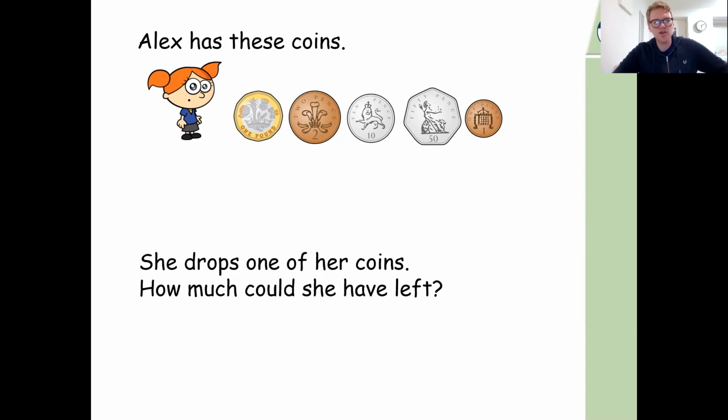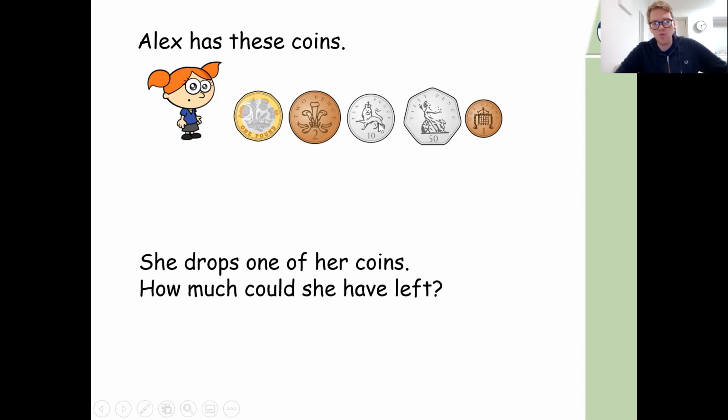Well, I think we are actually going to do what I thought we were going to do next, which is put these into descending order. So we do need to work out how much she's got in total, actually, don't we? So let's count it up. She's got £1.50, £1.60, £1.62, £1.63. So we know it's £1.63 in total. Now, if she drops one of her coins, it's going to be £1.63 minus one of these amounts.